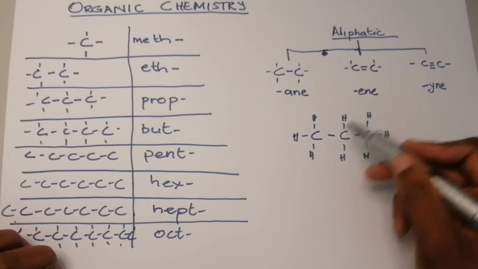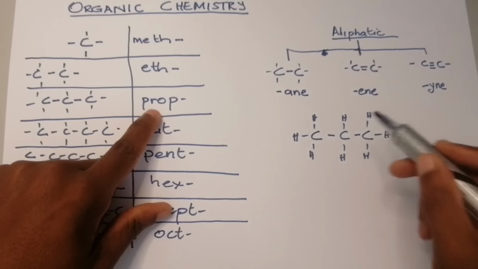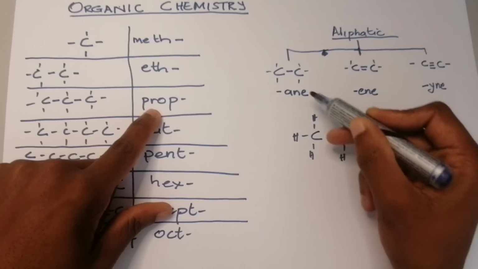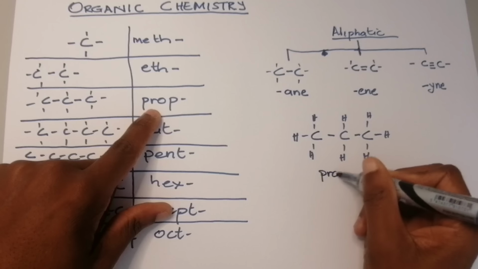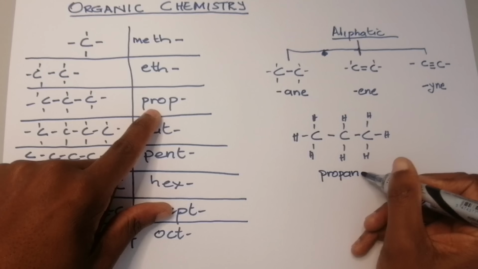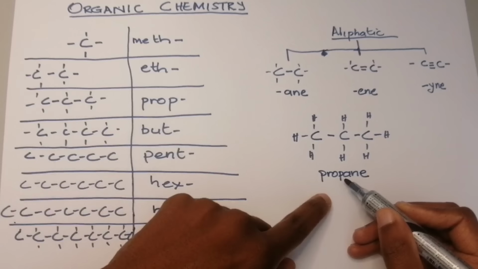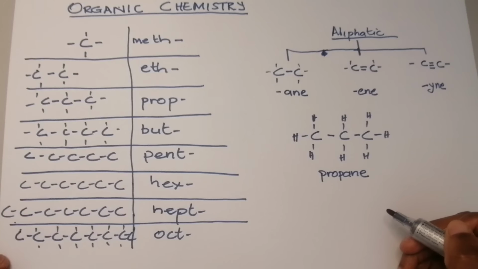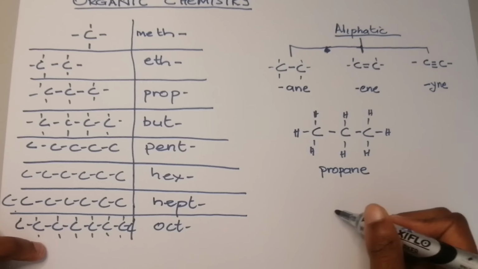So in this case, what do we have? We've got 3 carbons. We know prefix is prop, and it's only single bonds between adjacent carbon atoms, so it's going to be a suffix ane. So therefore, when we name this, we say this is propane. So prefix prop, and then suffix ane, so that becomes propane. Okay, let's take another good example.